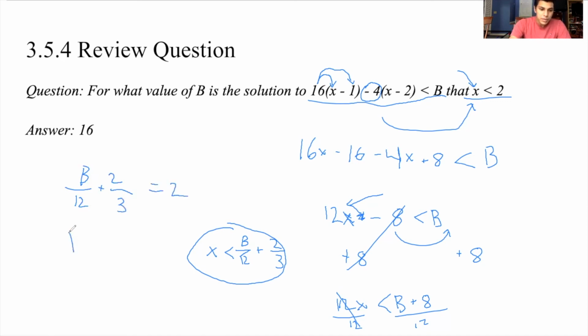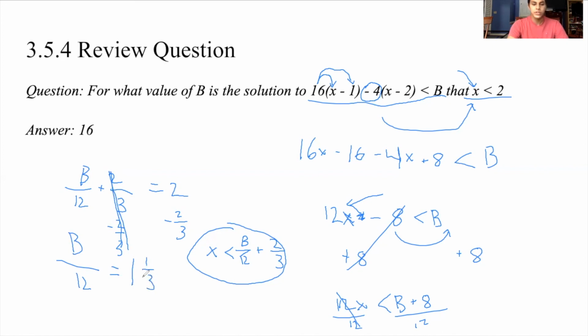So I have b over 12, and if we want to get rid of this 2/3 here, because we want to get b on its own, then we subtract 2/3 from both sides. And you have to be ready to work with fractions here, because they're going to show up in most of these questions. So if you subtract 2/3 from both sides, you get b over 12 plus 2/3 minus 2/3 equals 2 minus 2/3. Or b over 12 equals 1 and 1/3.